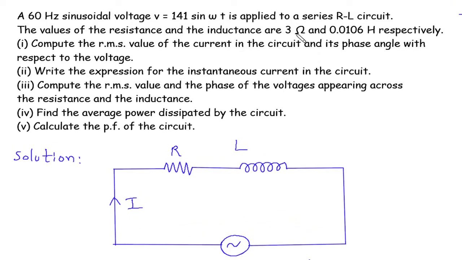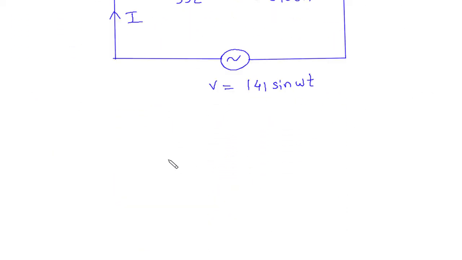The value of resistance is 3 ohm. Value of inductance is 0.0106 Henry. Compute the RMS value of the current in the circuit and its phase angle with respect to the voltage. We have to find the value of current I. Now I is equal to V upon Z. So V is given. From here we can calculate the value of V.